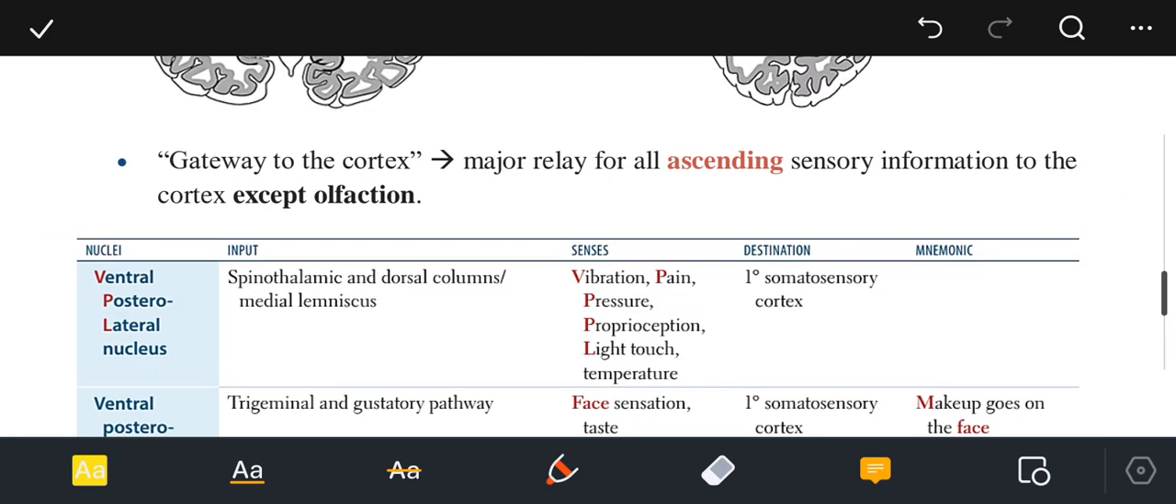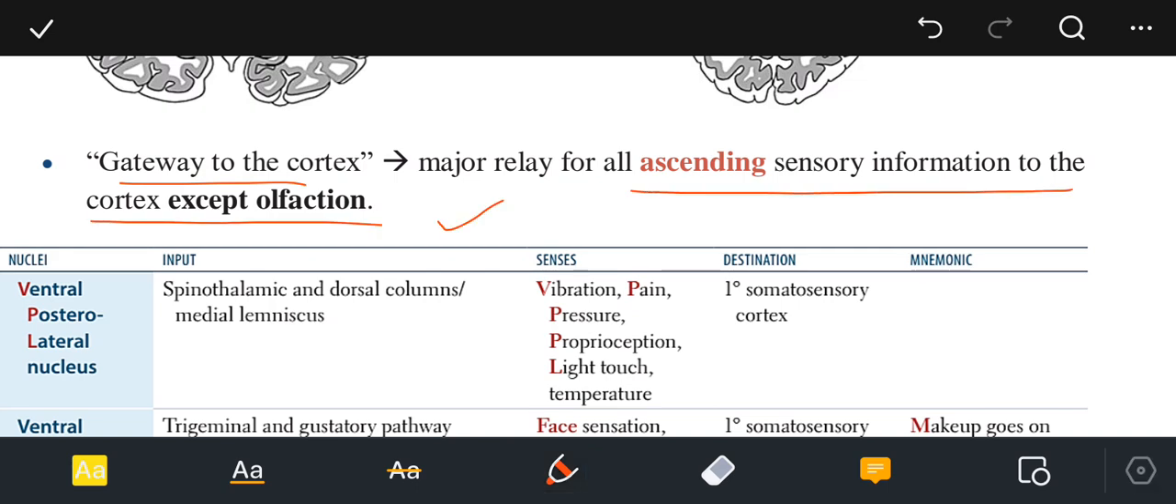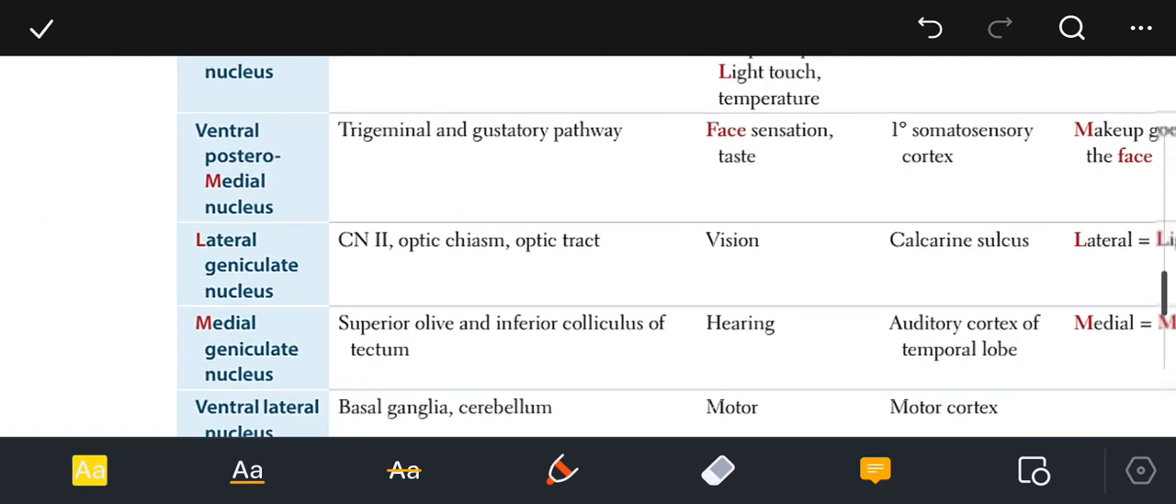Now moving forward, the gateway to the cortex. The thalamus is the gateway to the cortex. All the sensory stimuli, all the sensations from throughout the body, except for the sensation of smell, the olfactory sensation, will relay in the thalamus and then go to the cortex. So it is the gateway to the cortex, the major relay for all the ascending sensory information to the cortex except for olfaction.